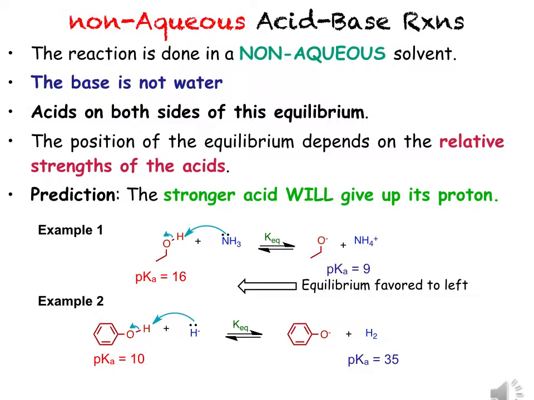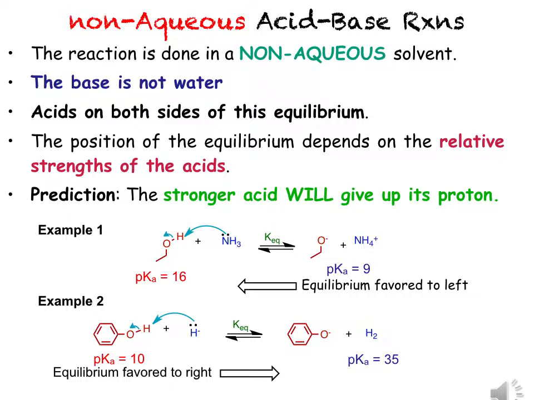So we have two acids again. We have the phenol, pKa is around 10, and we have H2, pKa of around 35. So phenol is a much stronger acid, so this one is going to be favored to the right. And so it's going to be very strongly favored because there's a big difference in acidities. Those acidities are measured with pKa's, and so the phenol is a much stronger acid.